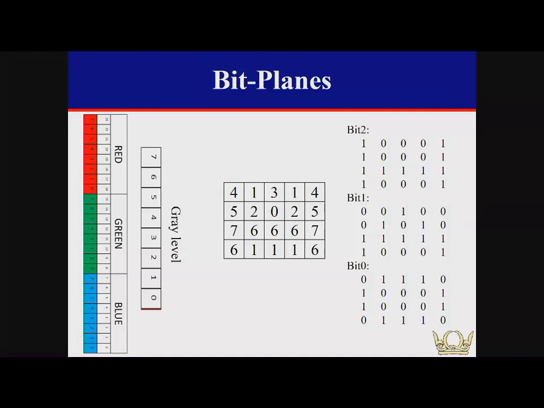Histogram of that image. Okay, if I add all the pixel values in the histogram, this value, this value, this value, this value, this value, this value, this value, this value, if I add all of them, what's that? It should be 20. Why?